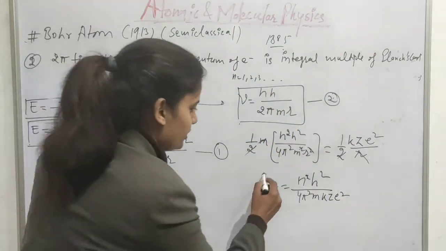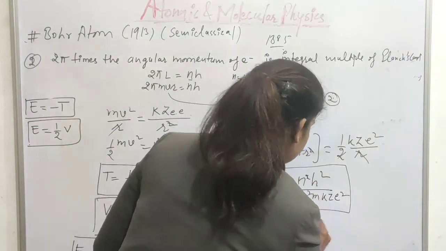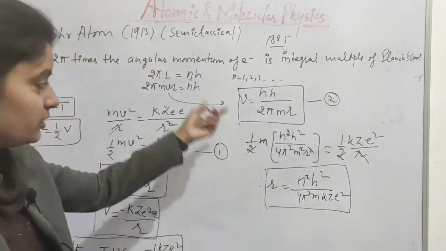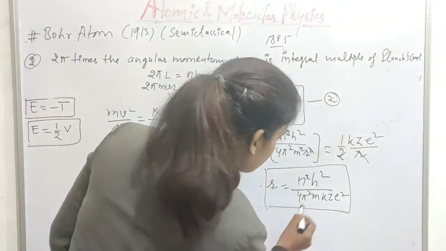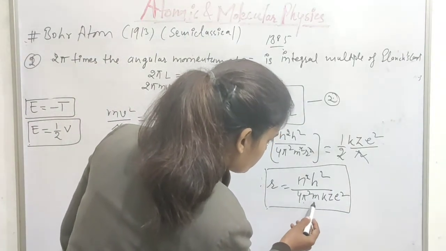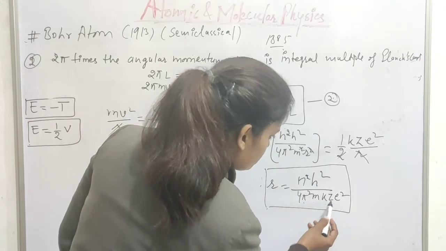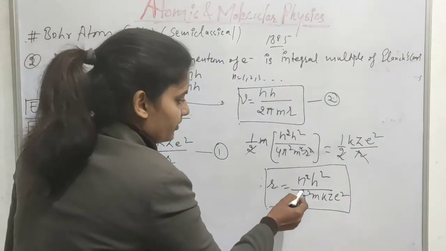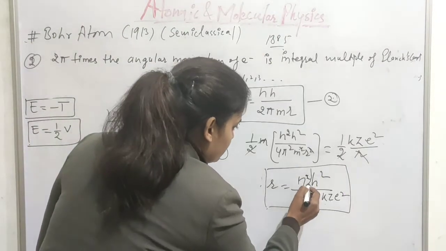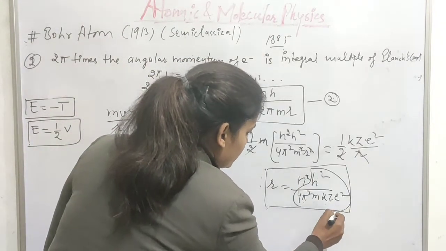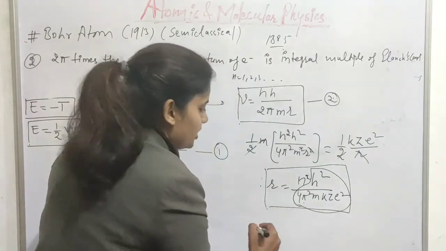So this is the value of R calculated by using Bohr's postulate. From here you can see that h is a constant, 4 is a constant, pi is a constant, m constant, k constant, Z constant and e constant. Only one parameter that is variable is n. So Bohr used this term as a constant and the constant was a naught.